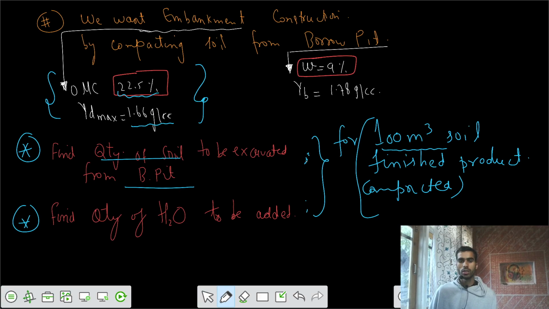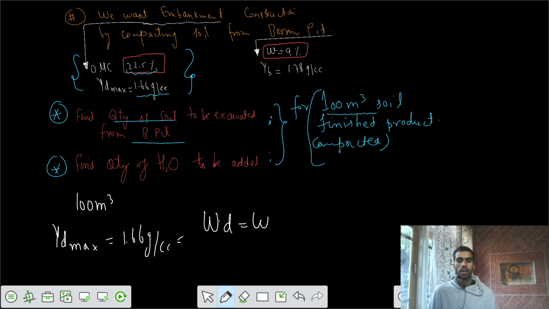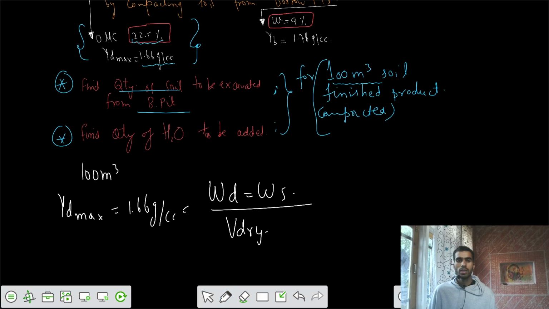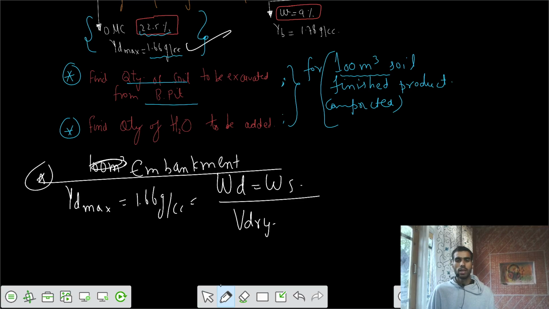So let's go for the solution. For 100 meter cube of soil at a gamma dry maximum equal to 1.66 grams per cc, that's actually the weight of the dry soil, the weight of the solids, divided by the volume of dry soil. Now, what is the volume of the dry soil in the embankment? I am writing for the embankment. Gamma dry is given as 1.66, which is dry soil weight divided by dry soil volume. So the dry soil volume is 100 meter cube.